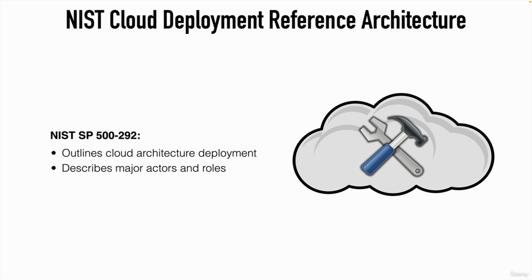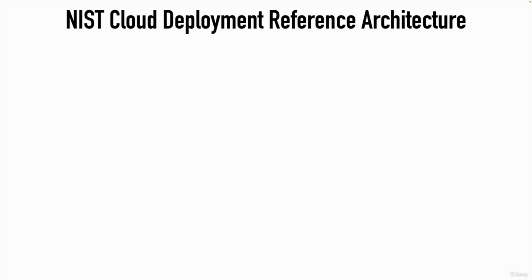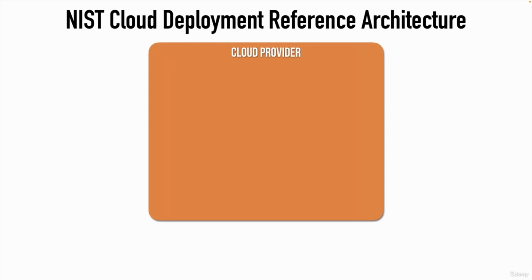This describes the major actors, roles, and functions of cloud architecture. So let's take a high-level overview of this architectural outline. We have our actual cloud provider in the center of this architecture. This is an organization responsible for providing services to other individuals or companies.